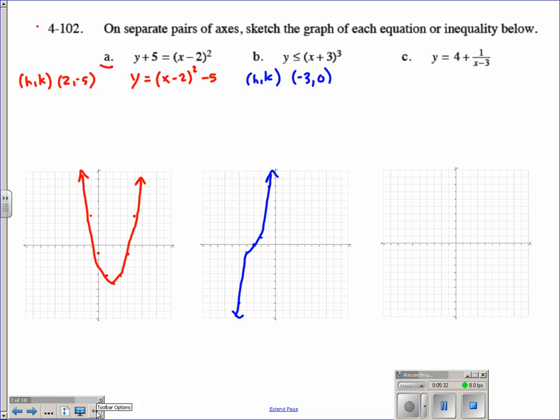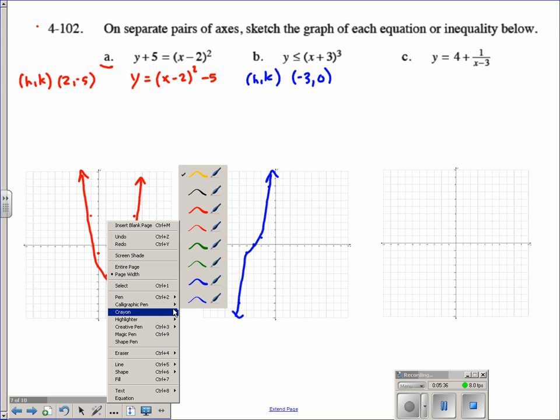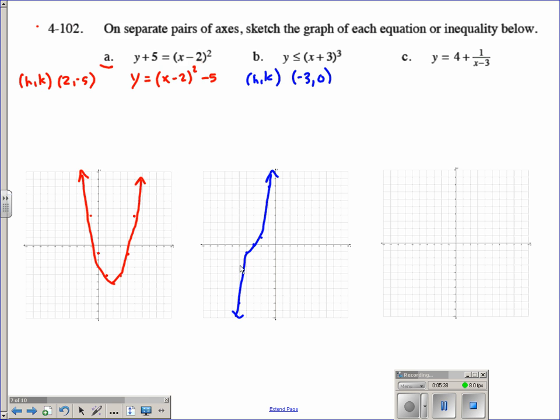I'm going to shade using a crayon. Crayons are fun. Do you like crayons? Ooh, green. This will be nice. So let's shade in our green.